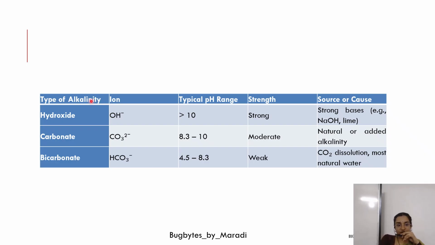Now, there are different types of alkalinity: hydroxide OH minus, carbonate CO3 2 minus, bicarbonate HCO3 minus. For hydroxide, the pH range should be more than 10, carbonate 8.3 to 10, bicarbonate 4.5 to 8.3. In strength, hydroxide is very strong, carbonate is moderate, and bicarbonate is weak. Strong bases will lead to hydroxide alkalinity. Natural or added alkalinity, like limestone treatment, gives carbonate alkalinity. And if you have dissolved carbon dioxide in the natural water, then most of the time you will be having the bicarbonate alkalinity.